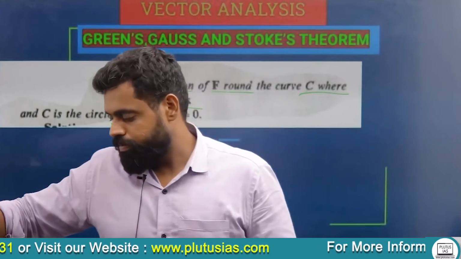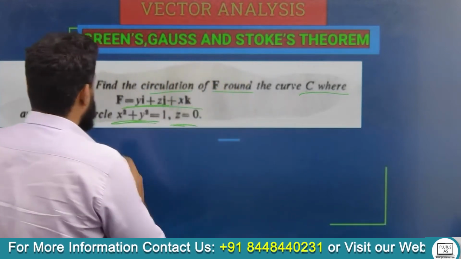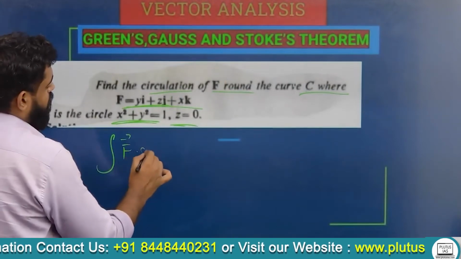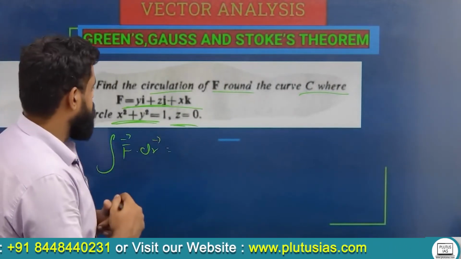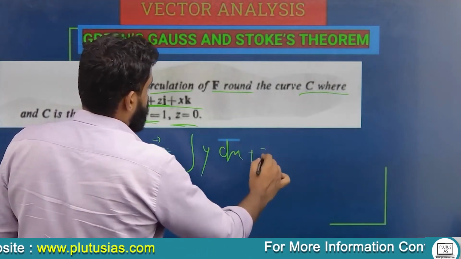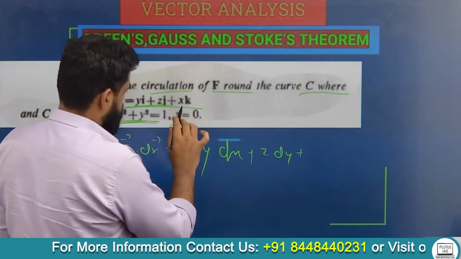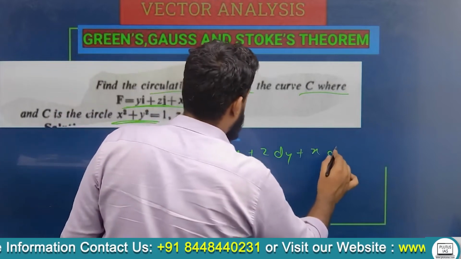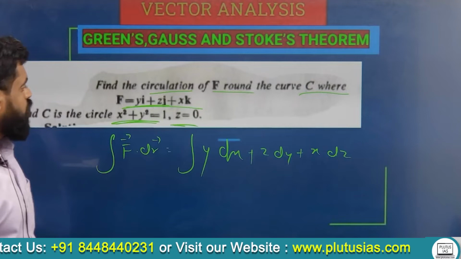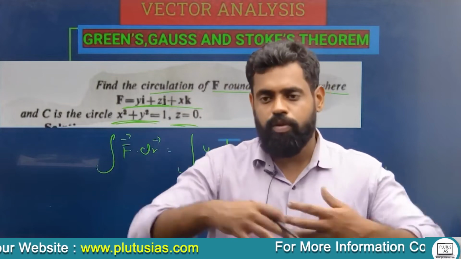So what do we do here? Simple, we have to find the circulation. Circulation is nothing but that line integral only. So we have to find f dot dr. Now this would be y dx plus z dy plus, I would say, x dz. Since it is a circulation, always go for the parametric form.